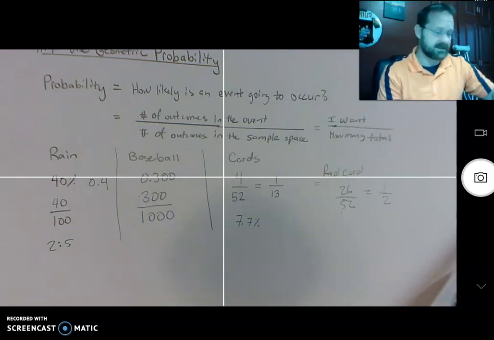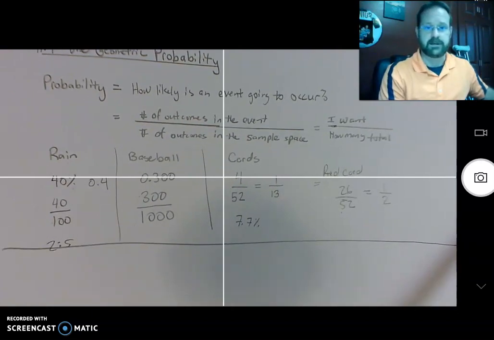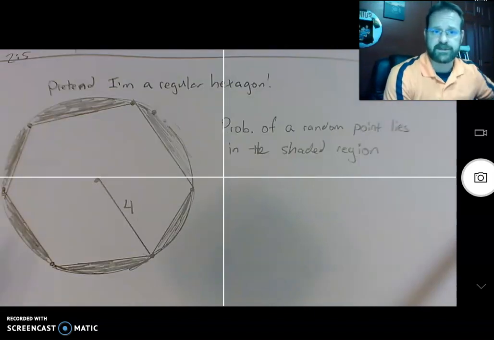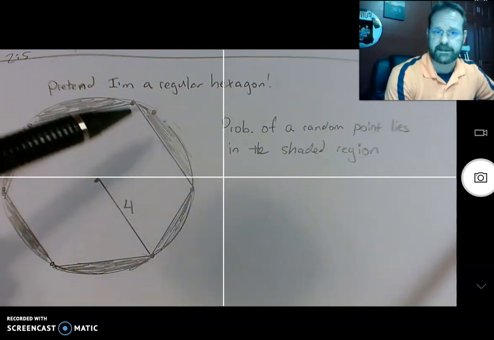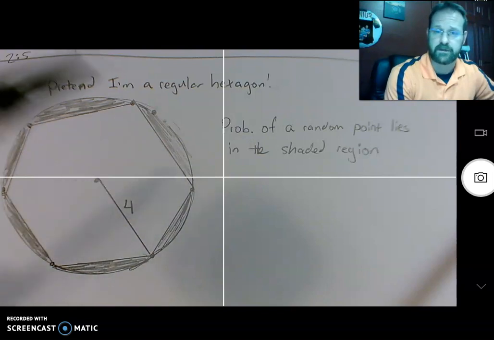So how does that apply to geometry? Let's deviate here. Let me set up a problem. A quick sketch here. You're going to pretend that this is a regular hexagon, because clearly this length is not the same as the rest. But we're going to pretend, because my drawing skills are not the best this morning.